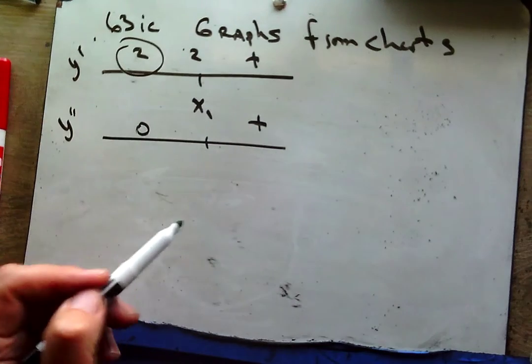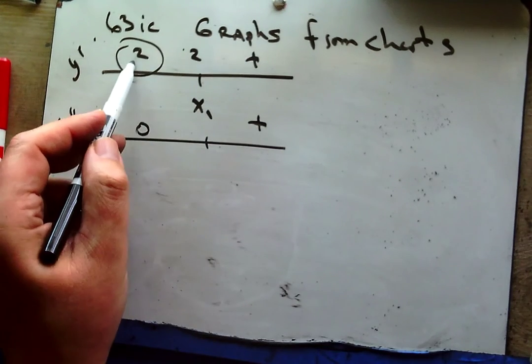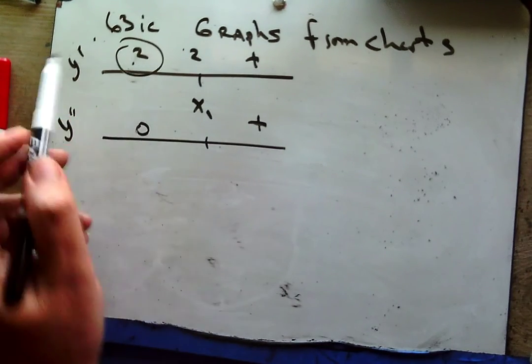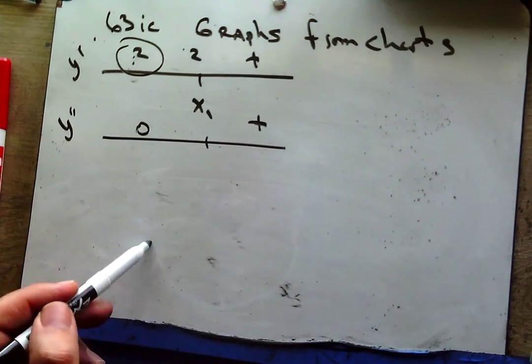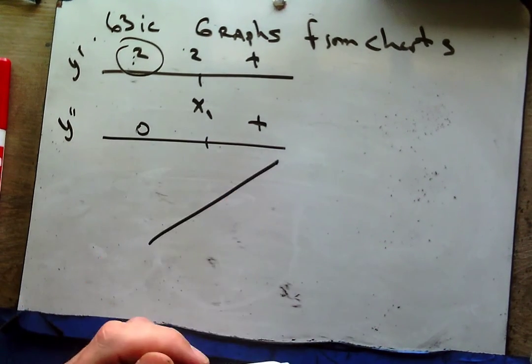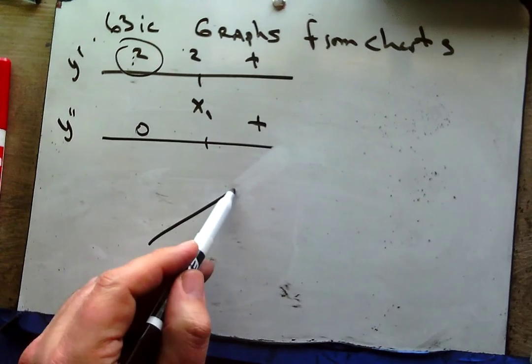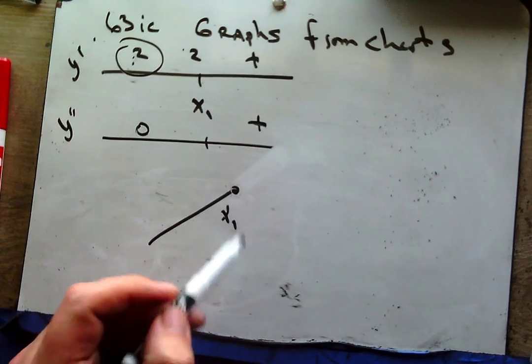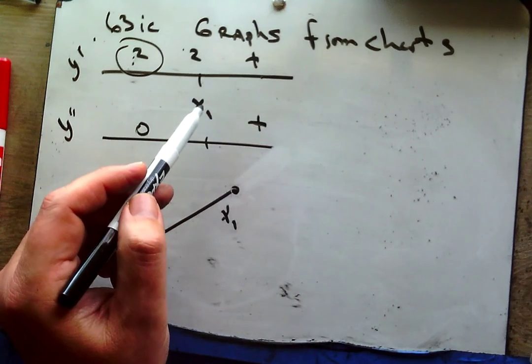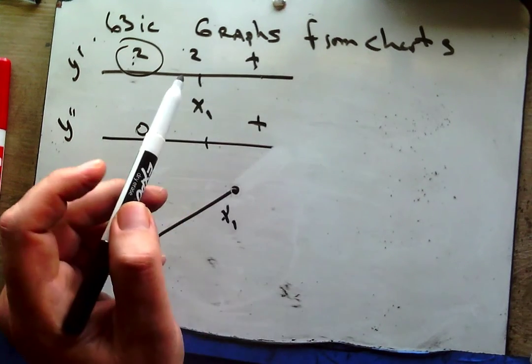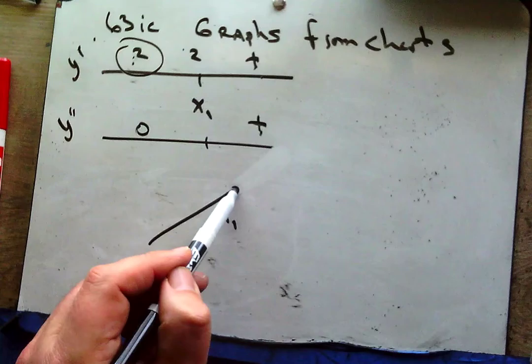I have a constant slope. When I have a constant slope, that means my function is linear. This is a positive slope, a slope of 2, so I'm increasing until I get to x sub 1. After x sub 1, I'm still increasing, and I'm concave up.